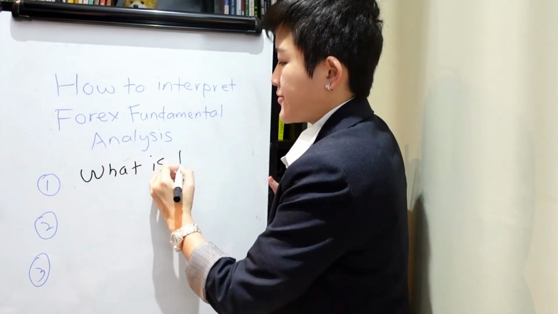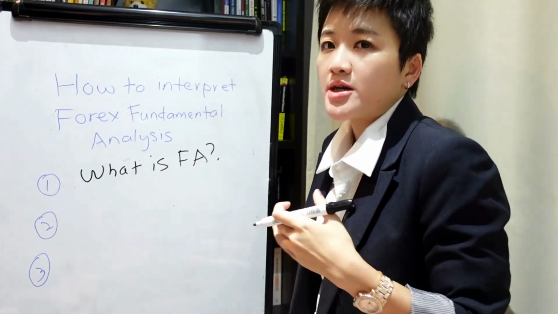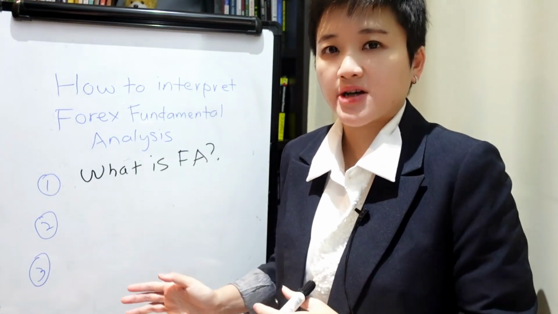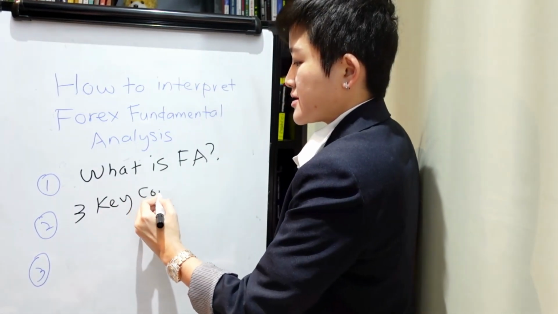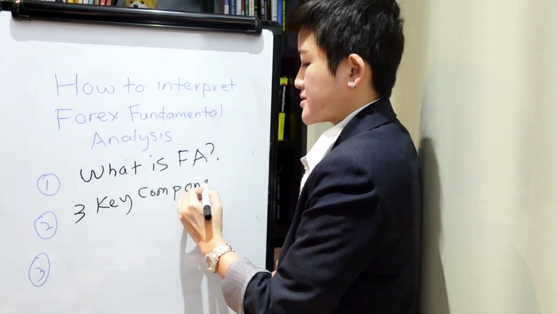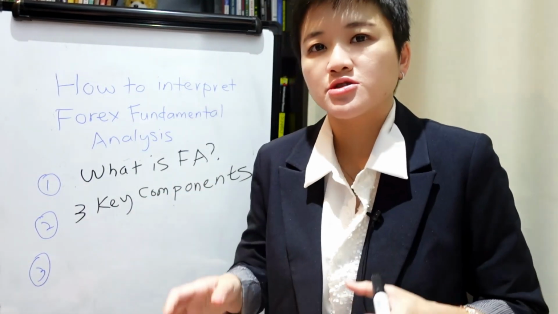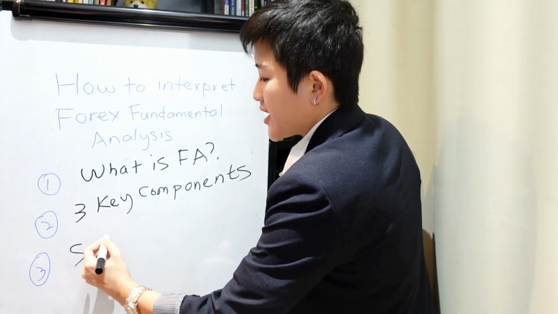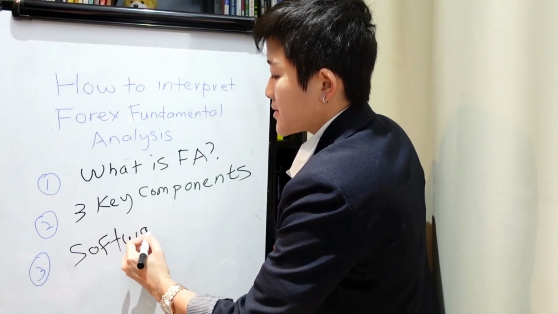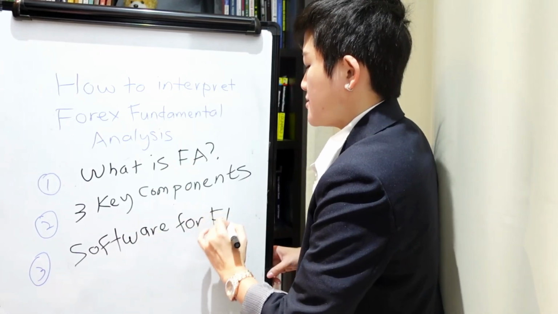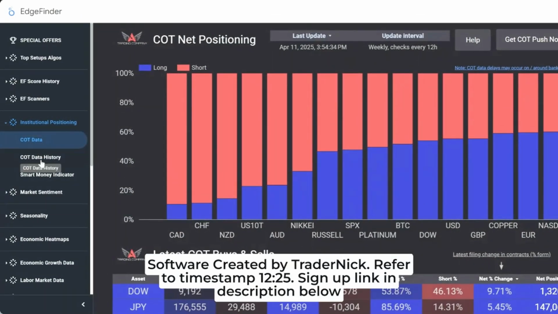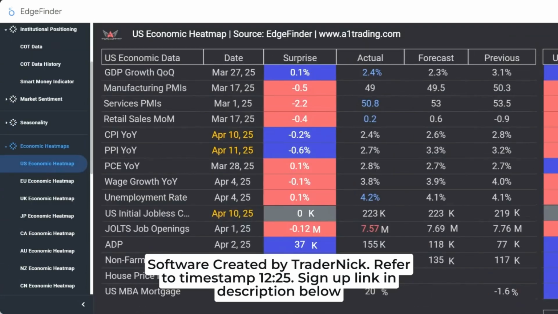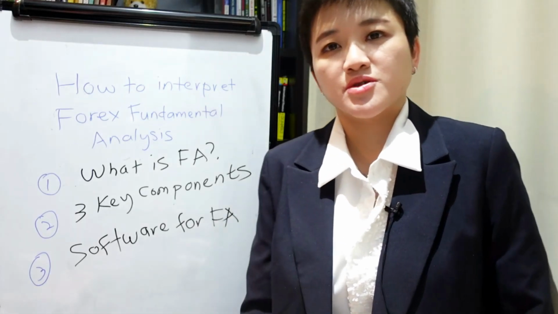First thing first, I'm going to share with you what is FA and why do you use FA? Because this is what institutional Forex traders look at. And I'm going to share with you later on, the second part, 3 key components of Forex fundamental analysis that you must learn. Then at the end, I'm going to share with you a very useful software for FA that can shortcut everything, make everything easier for you. If you think FA is complicated, this will solve your problem.